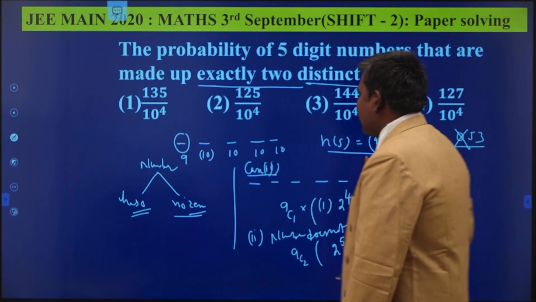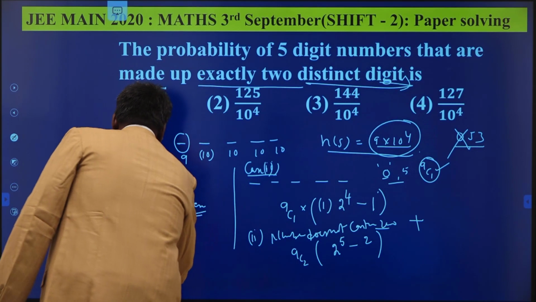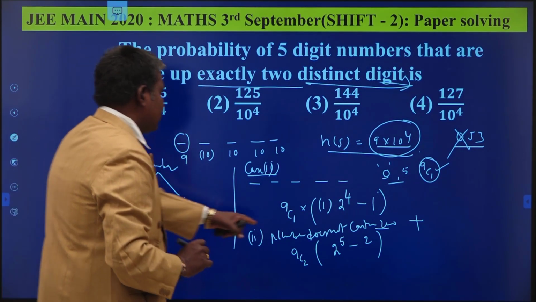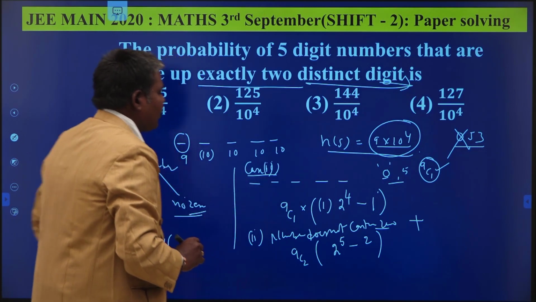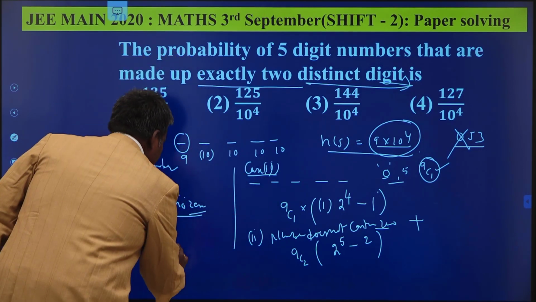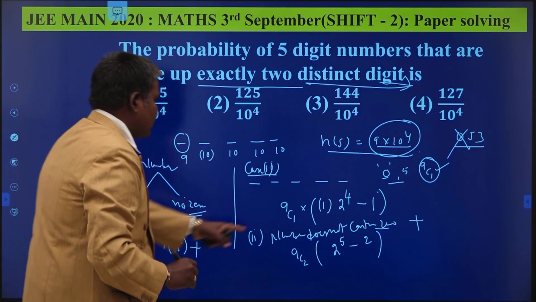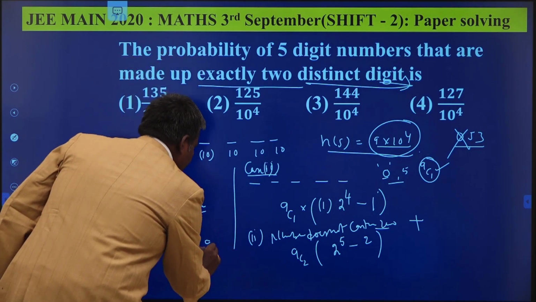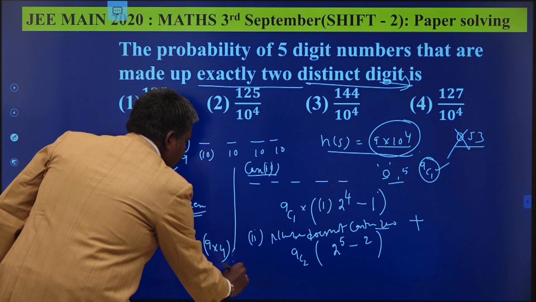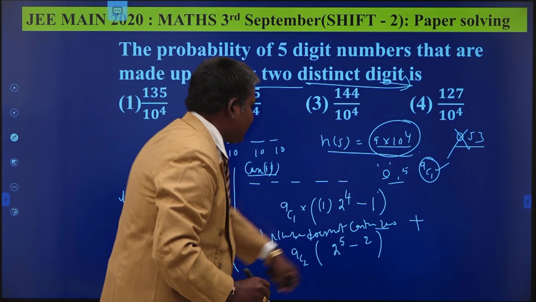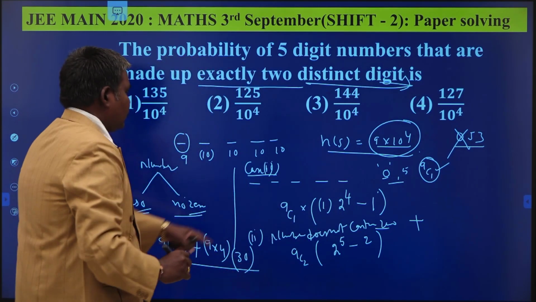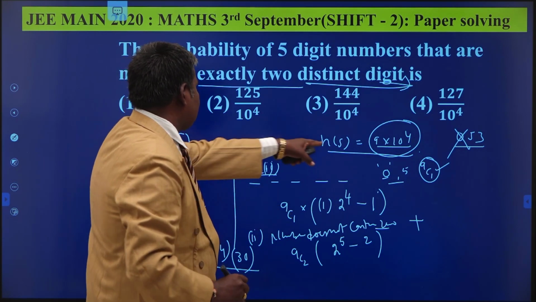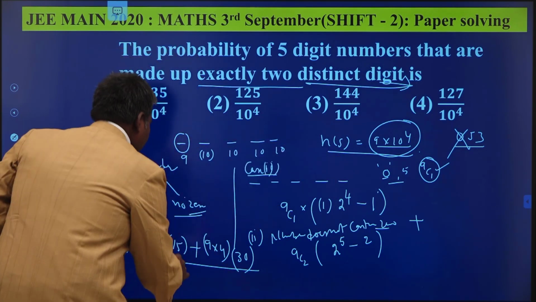So the required probability is equal to what now? The required probability is equal to 9 into (2 power 4 minus 1), that is 16 minus 1, that is 15, plus 9C2, that is 9 into 8 by 2, that is 9 into 4, times 2 power 5, 32 minus 2, that is 30, all divided by 9 into 10 power 4, which is n of S.